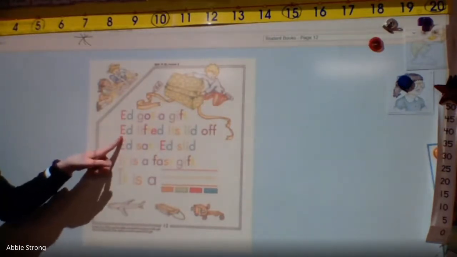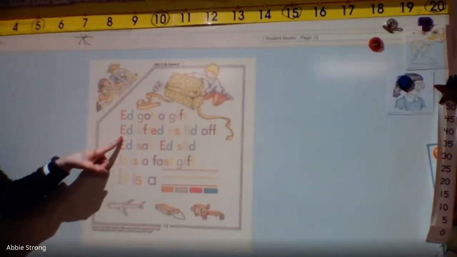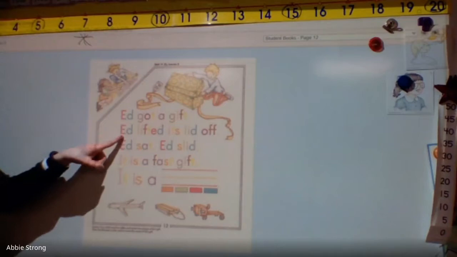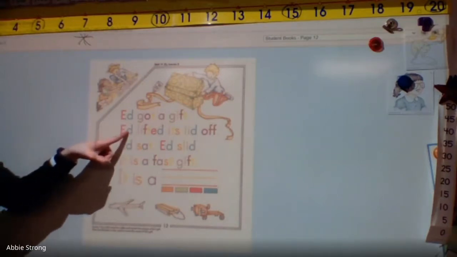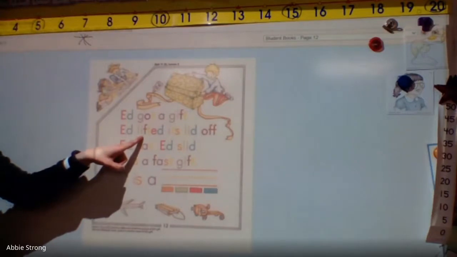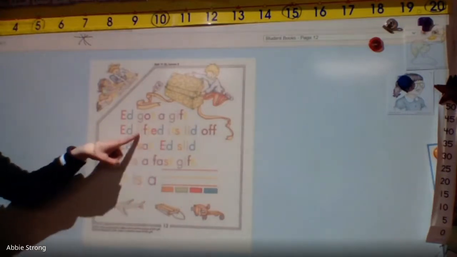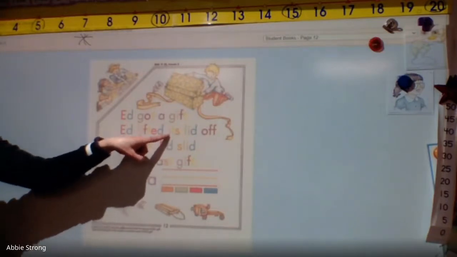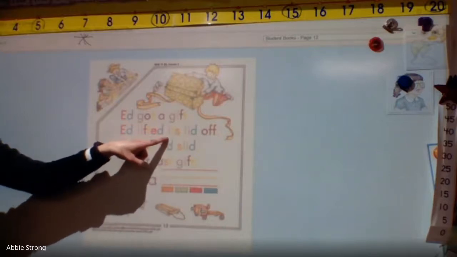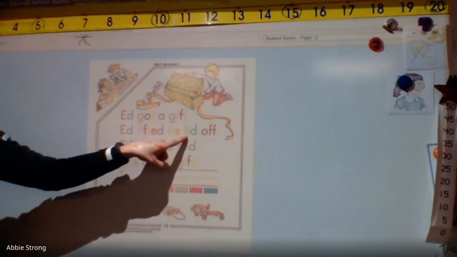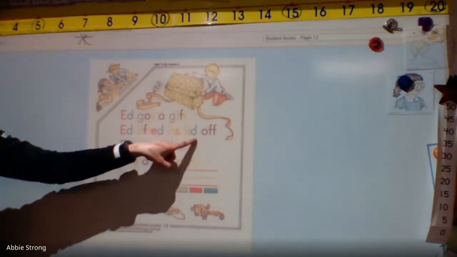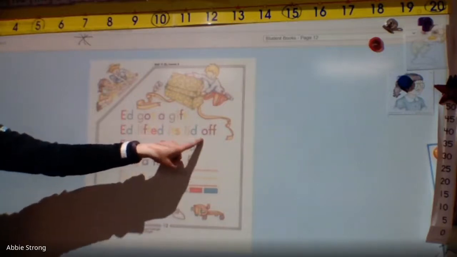Put your finger underneath the letter, and we're going to slide and read. Ready? It's the same name as before, so we don't have to get goofed up with a new name. Here we go. Ed, lift, Ed, lifted. One more time. Lifted, it's, lid, off.